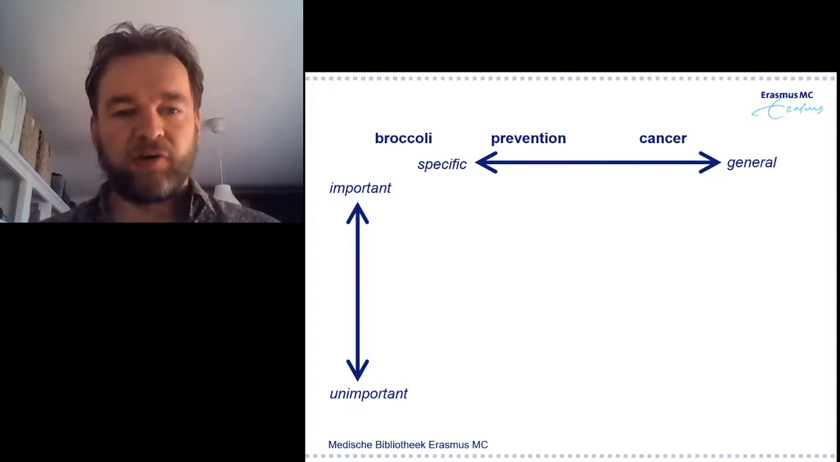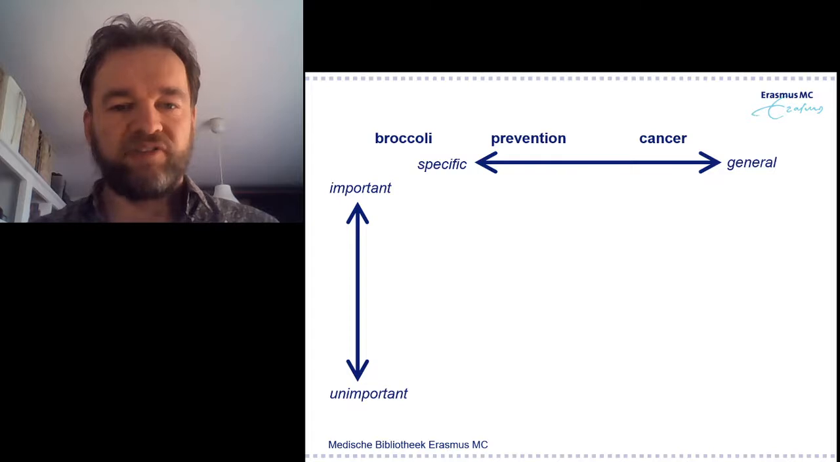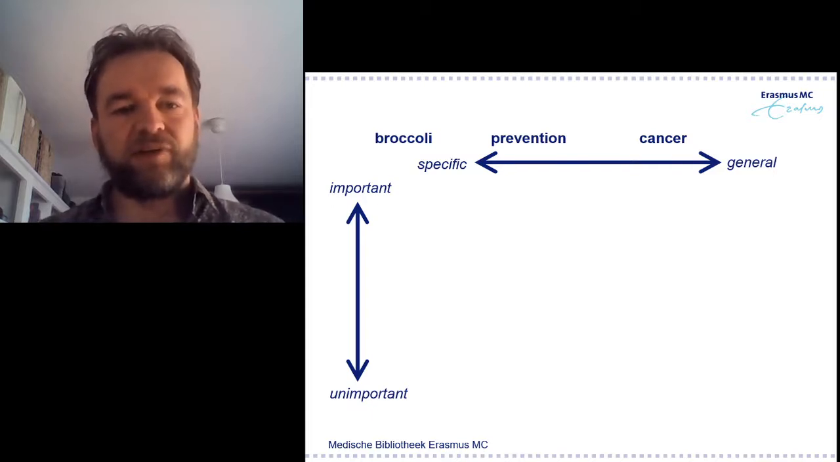If you would search for broccoli in PubMed, you would clearly see that there are not many references regarding broccoli. There's about 12,000 references in PubMed on broccoli. So broccoli is rather specific. Is it important or unimportant? The question that we can ask ourselves is, can we think of an article that does not have broccoli in our title abstract, but can answer the research question?